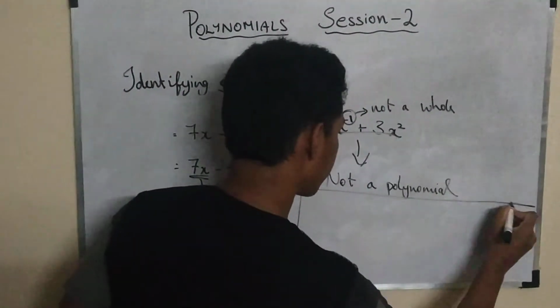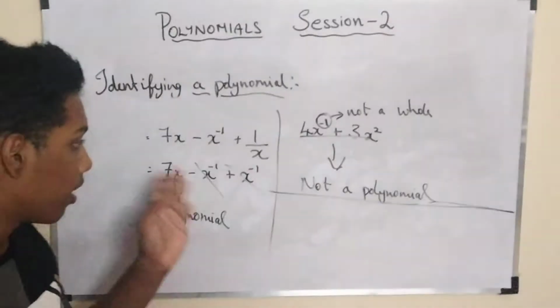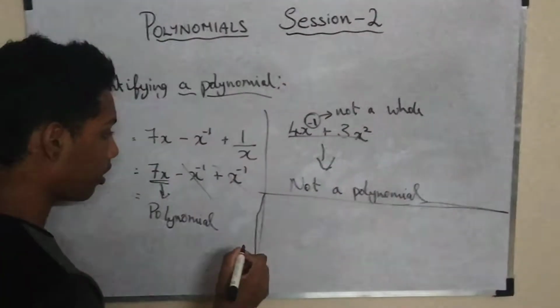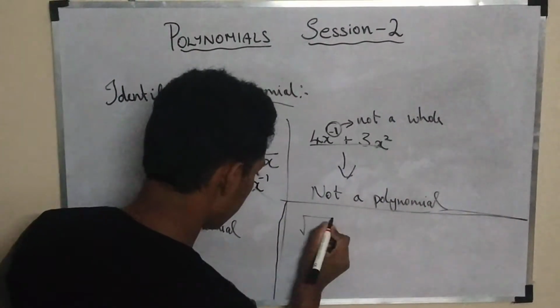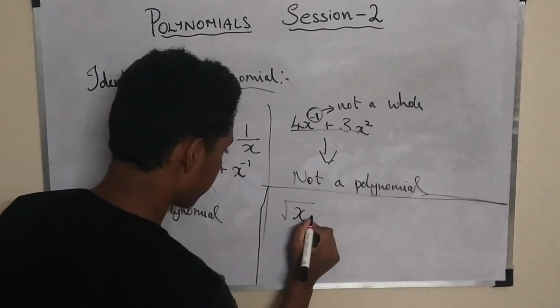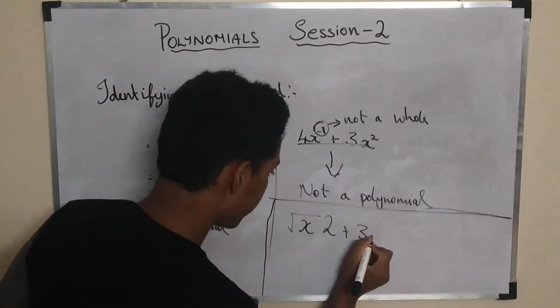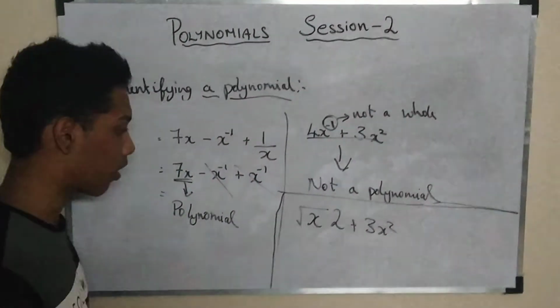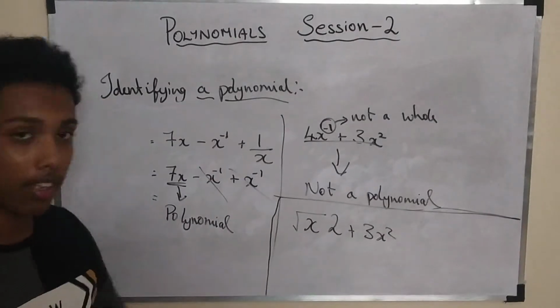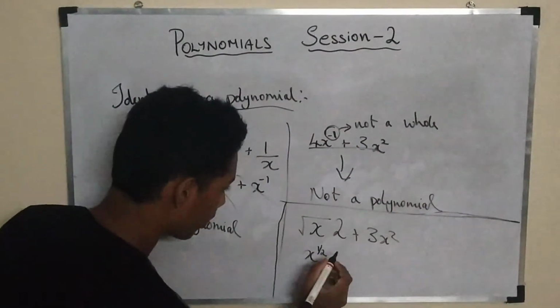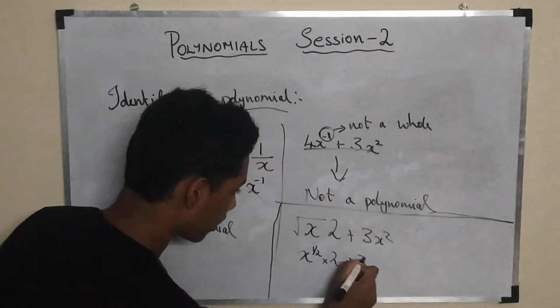Now I'll give you one more example in terms of roots and fractions, the powers being in a fraction. Let's say this is 2 times root x plus 3x square. Is this a polynomial or not? Now root x can be represented as x power 1 by 2, am I right? X power 1 by 2 times 2 plus 3x square.